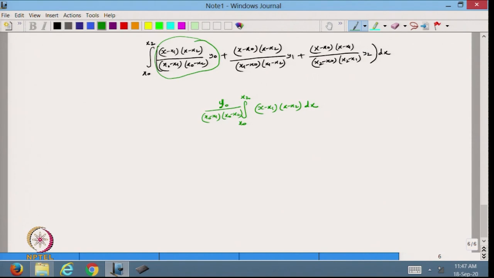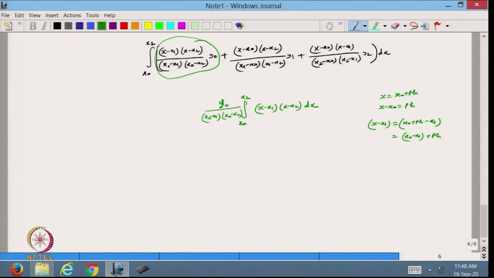Now, we can do the integration directly, but sometimes it becomes cumbersome. So, let us take the transformation. I know that my value x can be written as x0 plus p h. This we have done when doing the interpolating polynomial, where p is the parameter we introduce, generally lying between 0 and 1. So, from here x minus x0 becomes p h. Now, if I put x minus x1, this will be x0 plus p h minus x1, so I can write x0 minus x1 plus p h.